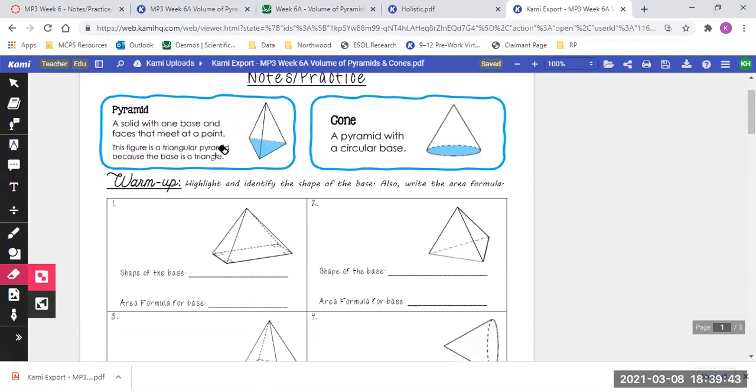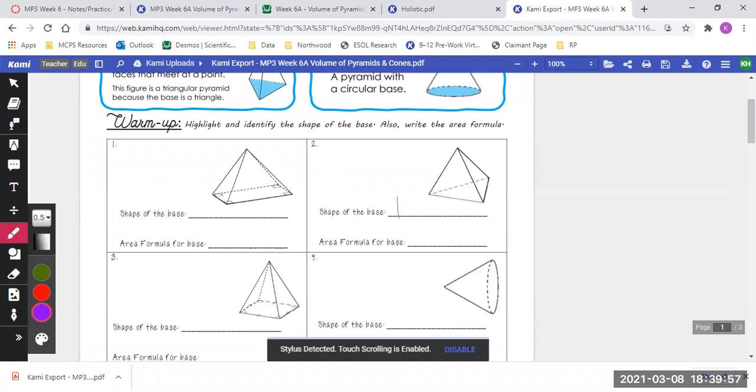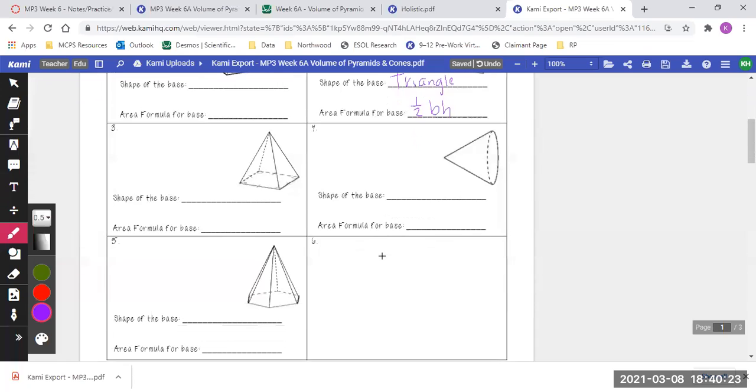So here in the warm-ups, we're just looking for the shape of the base and how to find the area formula for the base. Now, I know number 2 looks a little bit different. The shape of this base is a triangle. Feel free to type or to write, but this is a triangle, right? I know that it looks a little bit different from what we've been doing, but we have done triangular prisms. So the next step would be these triangular pyramids. The area formula for the base is 1/2 base times height, because that's how I find a triangle. Don't worry, we're going to look into these a little bit more as well.